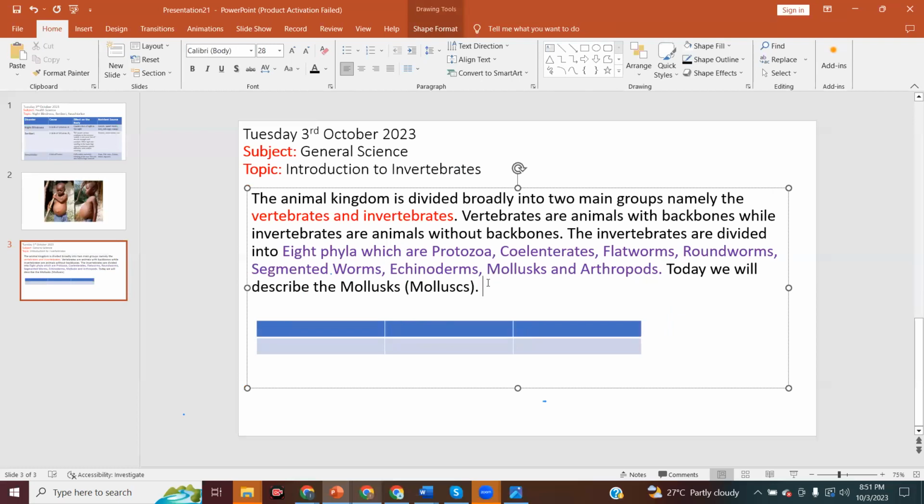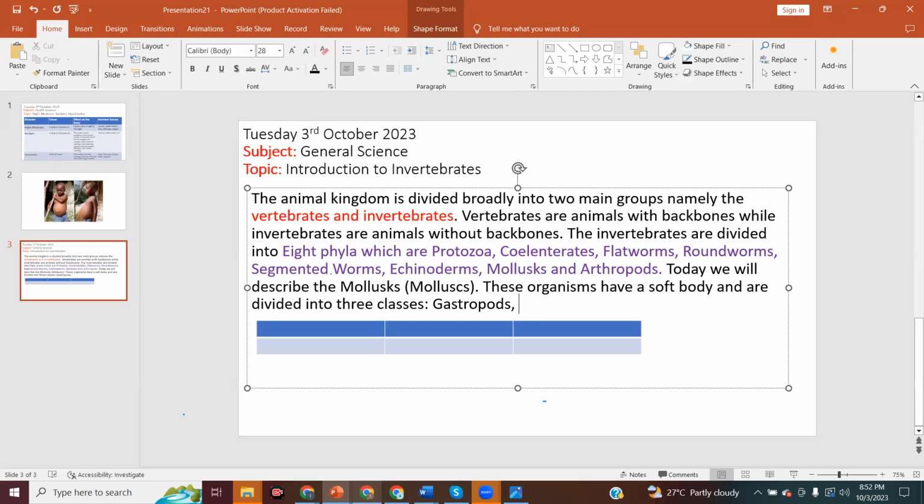So mollusks, these organisms have a soft body and are divided into 3 classes. You have the gastropods. You have the bivalves. I was gonna say there was 3 classes, and the 3 classes was 1 shell, 2 shell, and 3 shells.